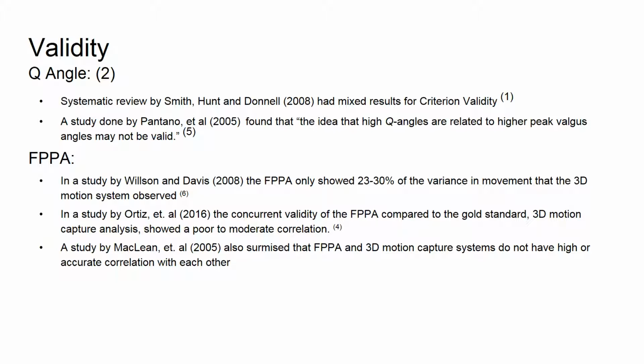In regards to validity of the frontal plane projection angle, a study done by Wilson and Davis showed that only a 30% correlation between 3D motion capture and the 2D FPPA was found. And in 2016, a study done by Ortiz showed there was poor to moderate correlation of validity between the FPPA and the 3D motion capture. However, all studies, including a study done by MacLean in 2005, stated that although there isn't great correlation between the gold standard, which is 3D motion capture, and frontal plane projection angle, you can use it as long as you're not trying to make very precise measurements off of the FPPA.